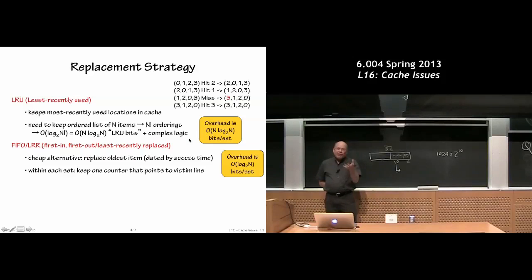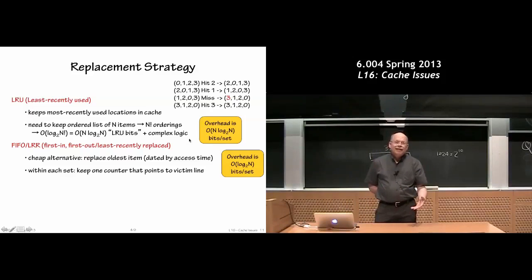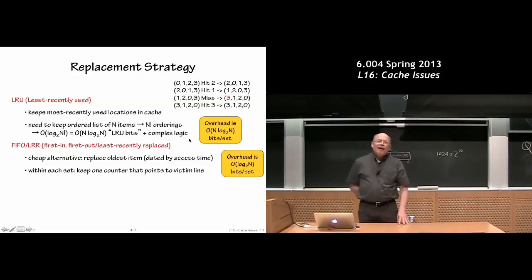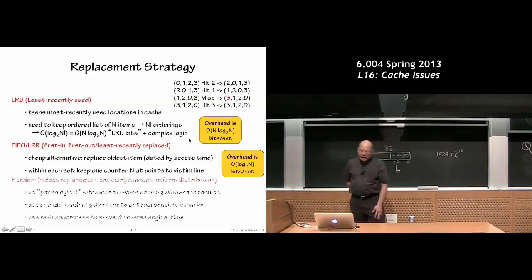On the other hand, why do drunks look under streetlights for their keys? Because that's where the light. It's the easiest thing to do. Well, that's the same reason why people sometimes implement FIFO strategies.